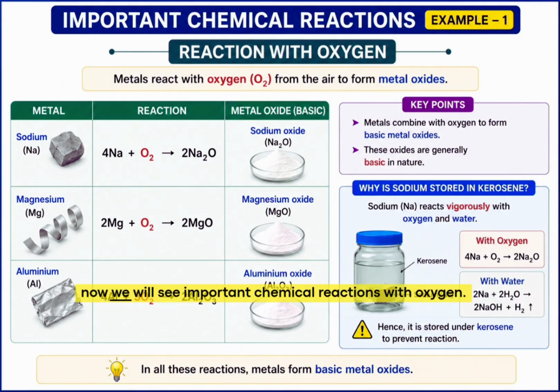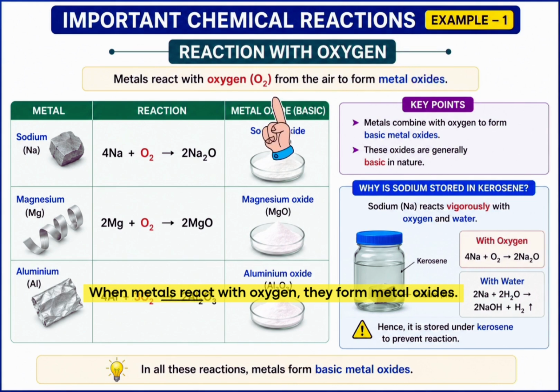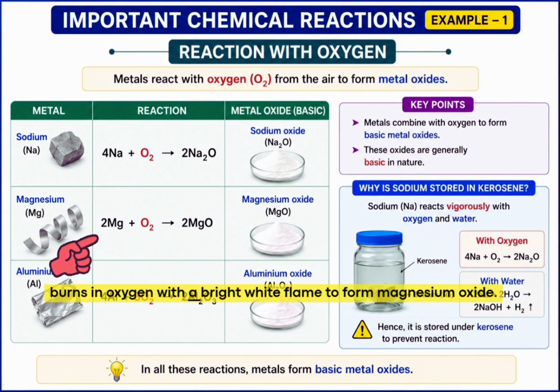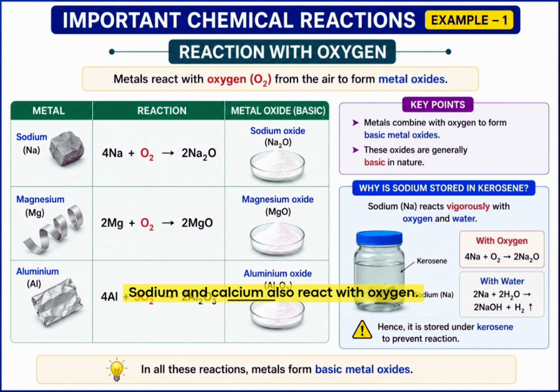Students, now, we will see important chemical reactions with oxygen. When metals react with oxygen, they form metal oxides. For example, magnesium burns in oxygen with a bright white flame to form magnesium oxide. Sodium and calcium also react with oxygen. Most metal oxides are basic in nature.